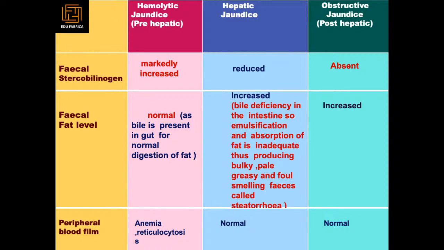Then fecal stercobilinogen is markedly increased in the first, reduced in hepatic jaundice, and absent in obstructive jaundice, the third. Fecal fat levels are normal in the first, increased in hepatic, and also increased in obstructive. And on peripheral blood film, there is anemia and reticulocytosis in the hemolytic, normal in hepatic, and normal in obstructive jaundice as well.